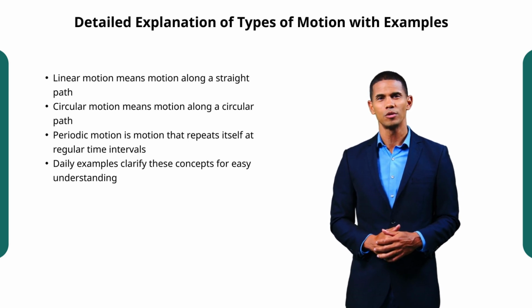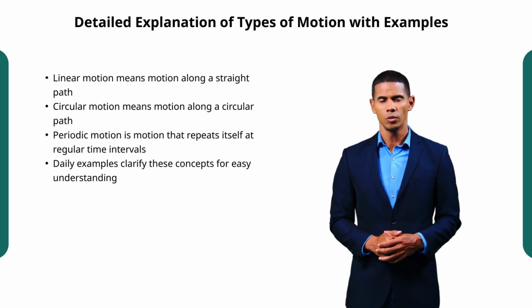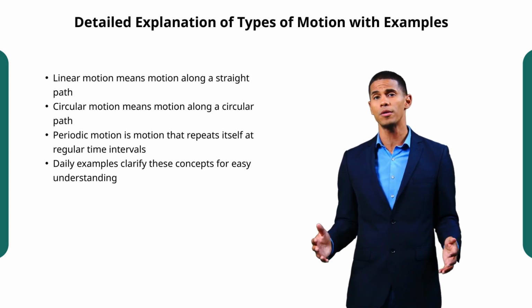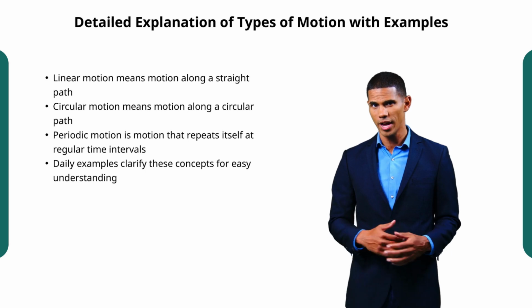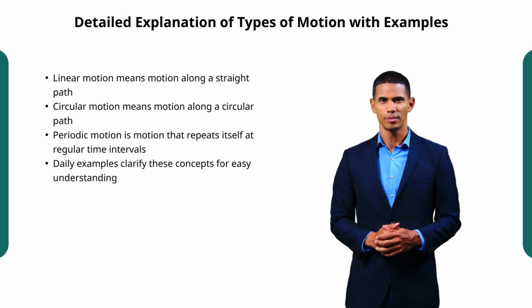Now, what about circular motion? Picture the hands of an athlete running a race. The arms swing around in circles. That's how circular motion works, moving along a round path. Another example is a bicycle pedal, moving in a circle as you cycle.